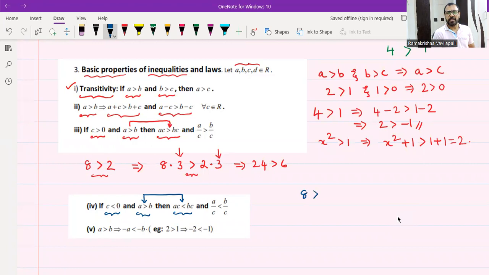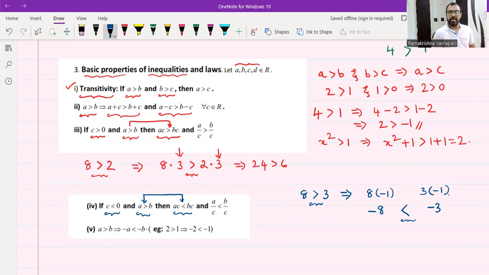See, for example, 8 greater than 3. This implies, suppose I'm multiplying with minus 1. Here 3 into minus 1. Now this quantity is nothing but minus 8 and this quantity is nothing but minus 3. Now compare which is more. So minus 8 is less than minus 3. So here we had greater than, but that inequality is reversed. When a negative quantity is multiplied, the inequality is reversed.